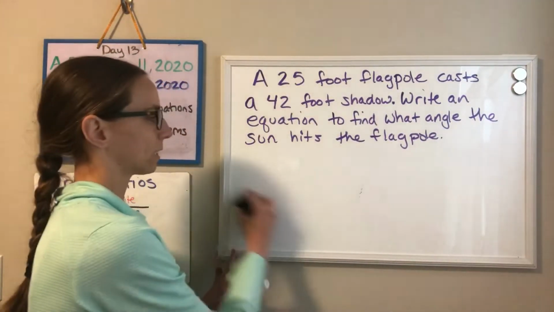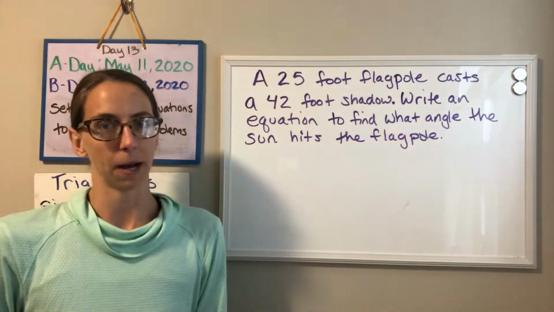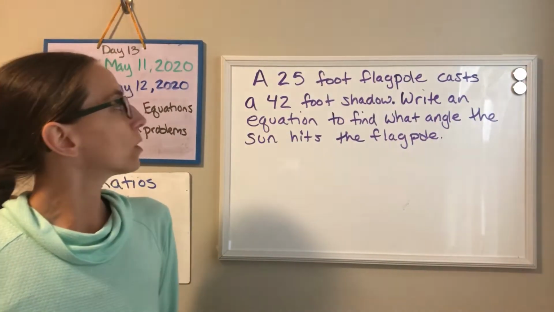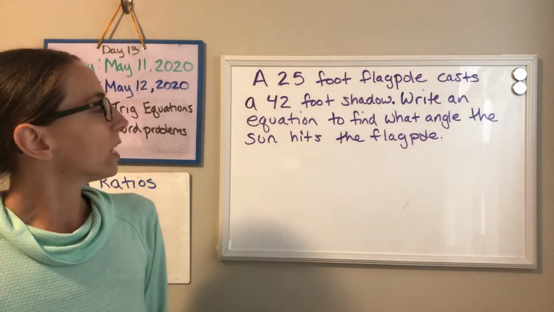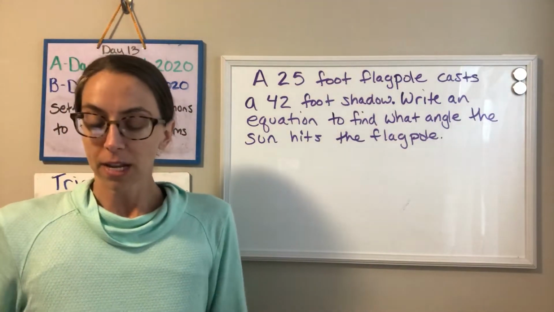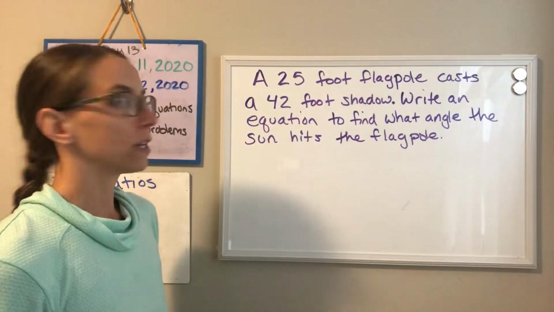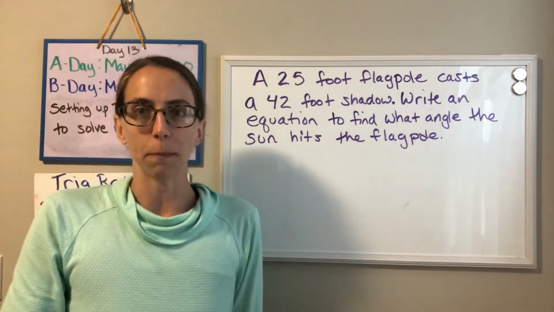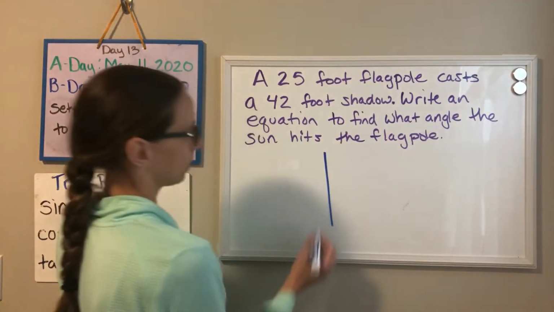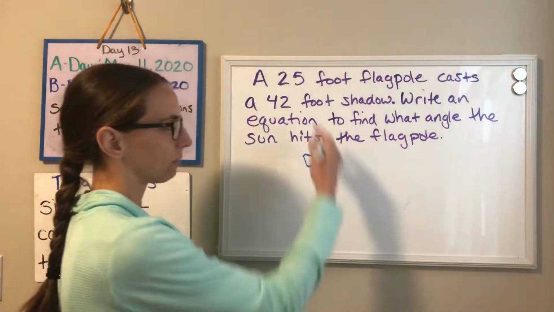So this is a nice word problem, except we're not given the visual to help us solve this yet. So it says a 25-foot flagpole casts a 42-foot shadow. Write an equation to find what angle the sun hits the flagpole at. So we have to get creative and use some art. So we know that a flagpole stands directly up and down. So the first thing I'm going to do is draw our flagpole. There's our flagpole. We would draw a nice flag on here. All right, here's our flagpole.